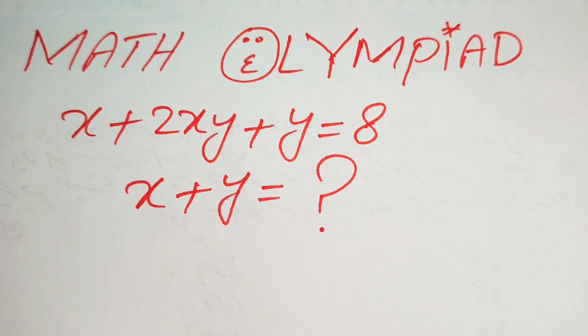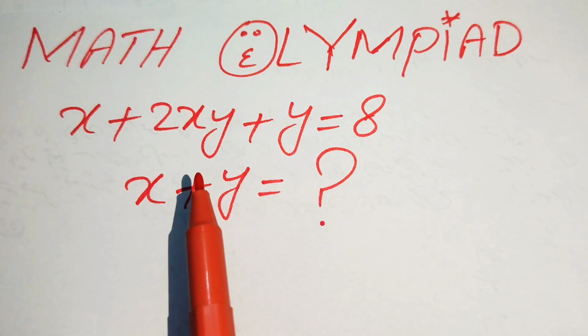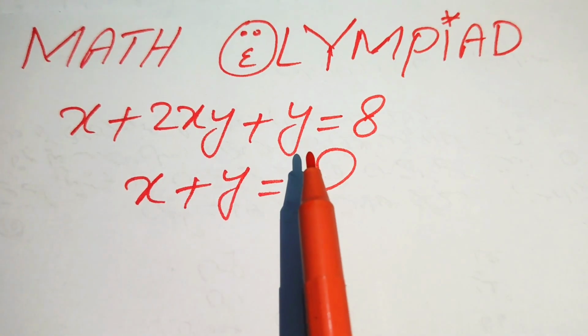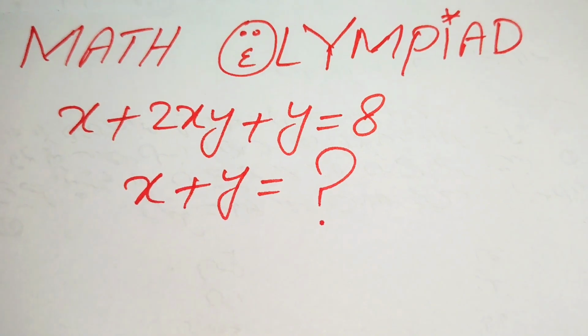Hello everyone, welcome to solve this math Olympiad algebra problem. Here we have x + 2xy + y = 8, and we solve this problem for the value of x + y.